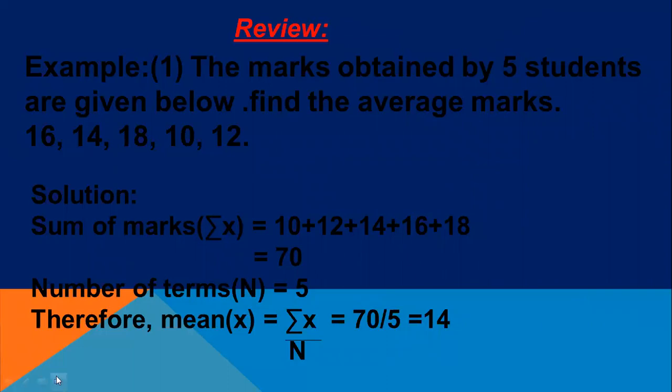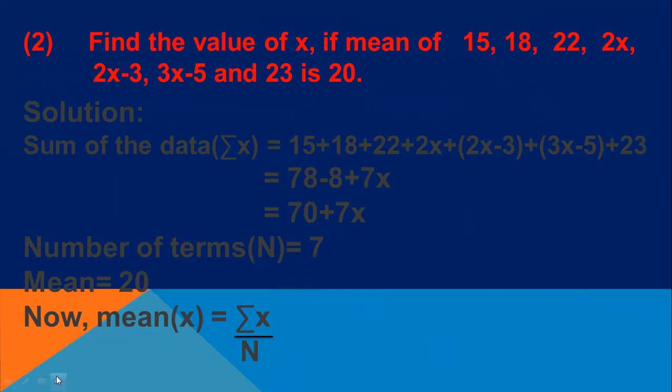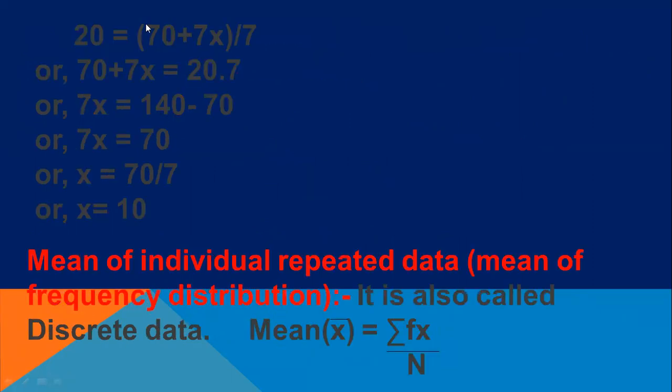In this example also, we have learned in the previous class. If the data is given in the form of variables, we have to add them to get the total, and the mean will also be given. If the mean is given, we use 20 in place of the mean, then find sigma x and divide by n. If you cross multiply, 20 equals 70 plus 7x divided by 7, then you will get the value of x.